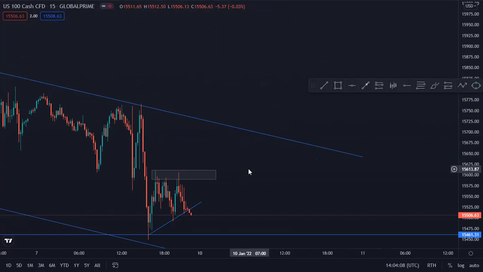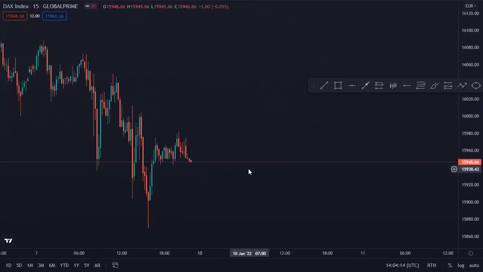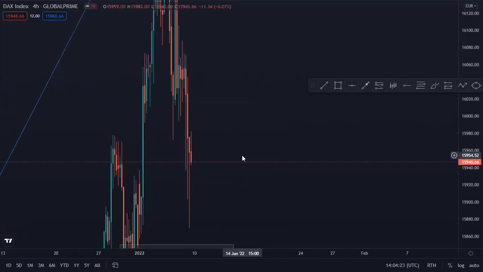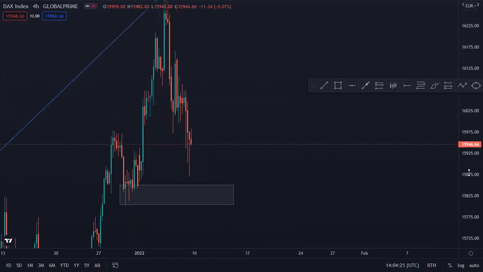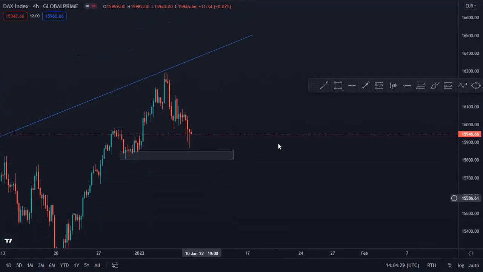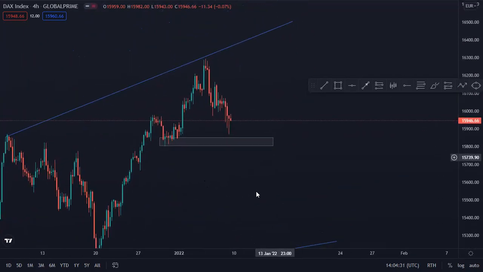This is NAS 100. You saw that I took it from daily to 15 minutes. So let's jump into Gemini 30. This is Gemini 30. Let's start this one with H4. As you can see, H4 time frame. This is our H4 time frame in Gemini 30. Let me just zoom out a little bit.